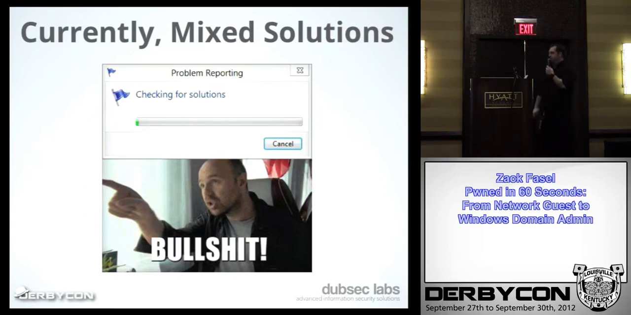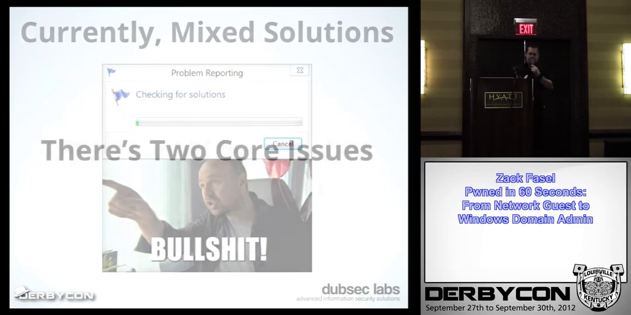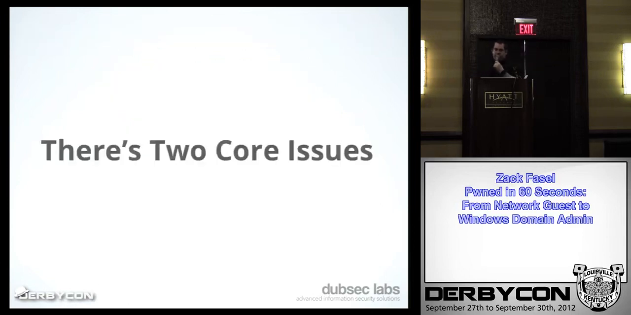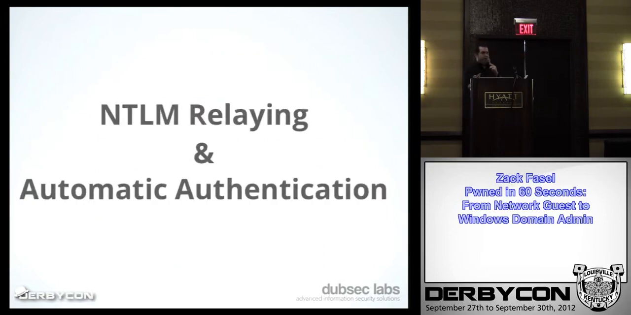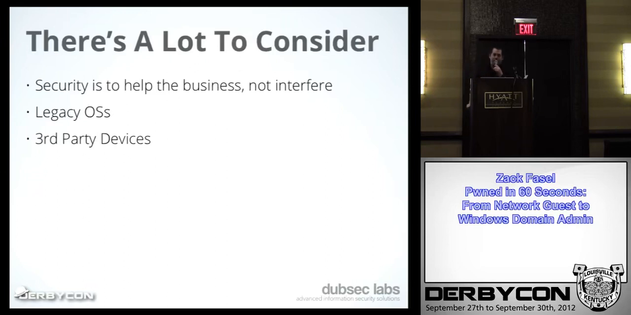There's a lot of mixed solutions right now for how to fix NTLM relaying. People say use NTLM version 2, use signing, use extended protection. Well, the problem is that unless we force all this stuff, Windows will automatically negotiate down and allow it. So there's really two core issues with NTLM relaying. There's the NTLM relaying, but there's also the auto authentication and having clients automatically authenticate to us.